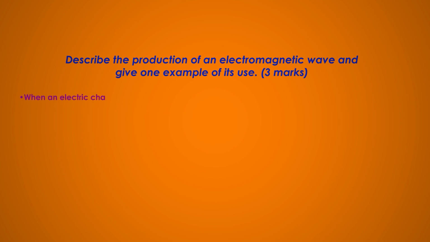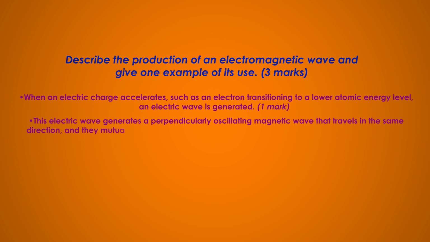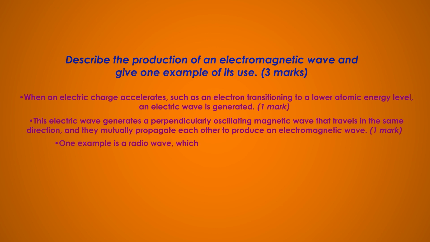When a charge accelerates, such as an electron transitioning to a lower atomic energy level, an electric wave is generated. Let's now build on that and finish our description. This electric wave generates a perpendicularly oscillating magnetic wave that travels in the same direction, and they mutually propagate each other to produce an electromagnetic wave. Finally, to earn the 3rd mark, one example is a radio wave, which is used in astronomical observations. And there you go, 3 marks.